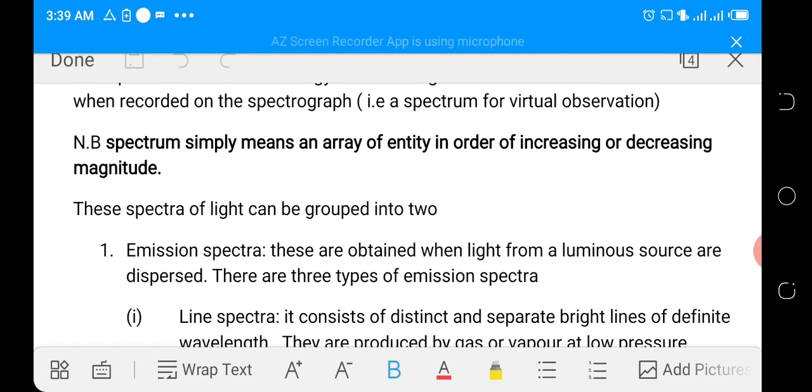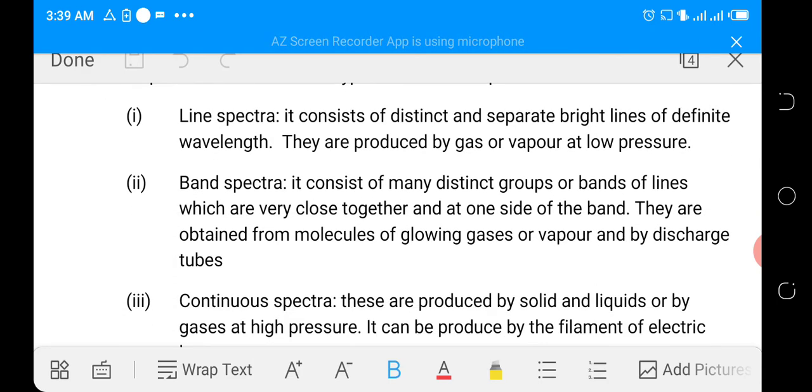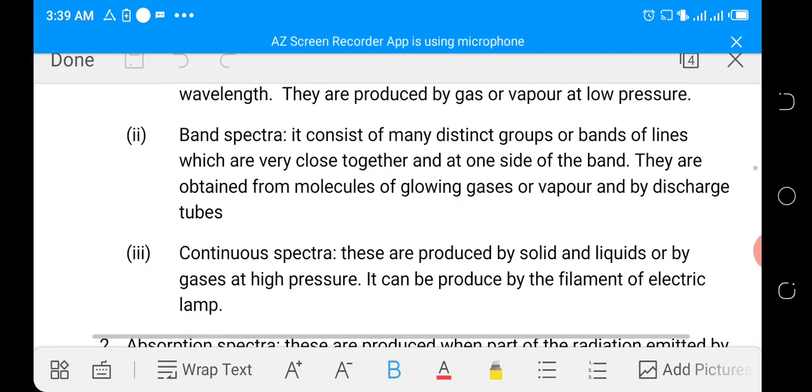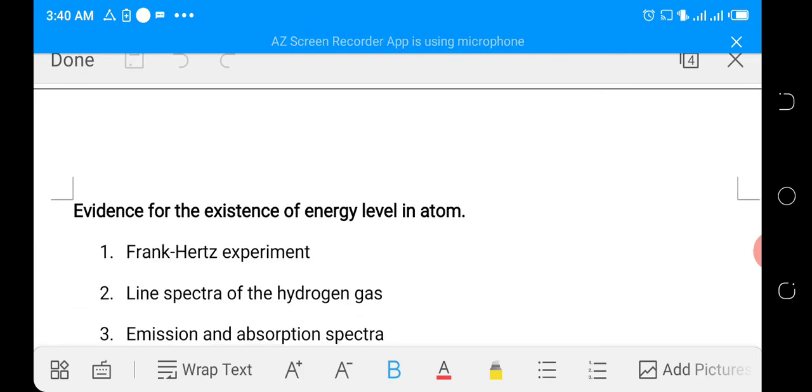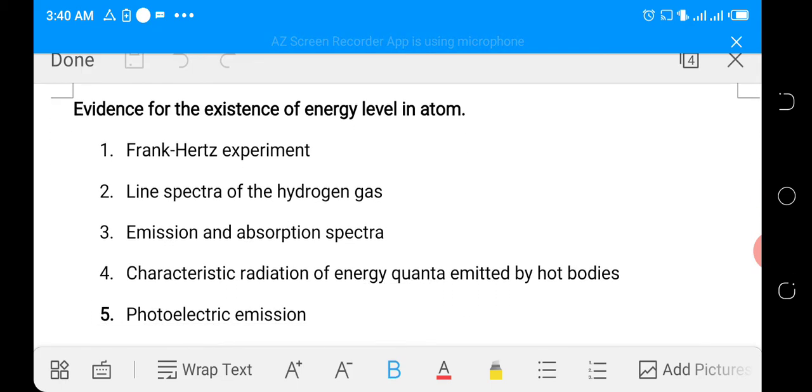Then we talked about emission spectra and absorption spectra. And emission spectra are of three types: the line spectra, band spectra, and continuous spectra. Then we also quickly ran through the evidences in support of the existence of energy levels in an atom. The evidences are the Franck-Hertz experiment, line spectra of hydrogen gas, emission and absorption spectra, then characteristic radiation of energy quanta emitted by Earth bodies, then photoelectric emission.